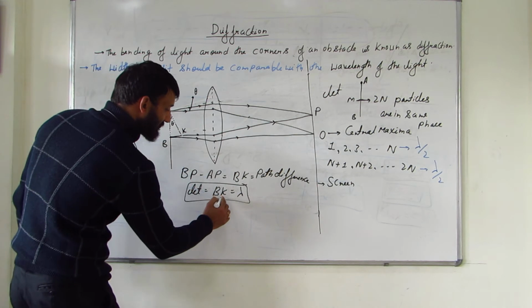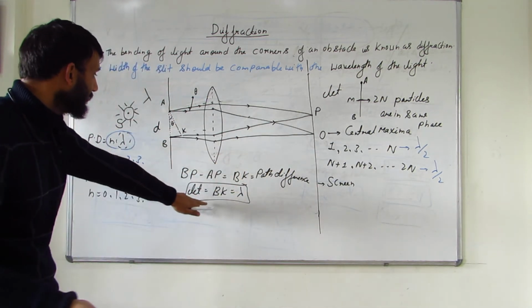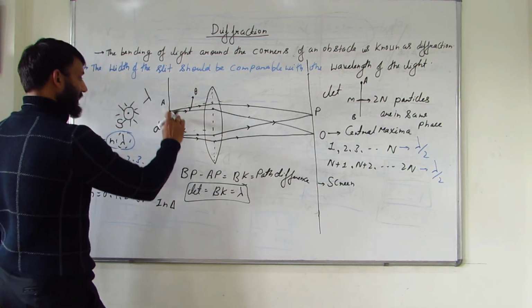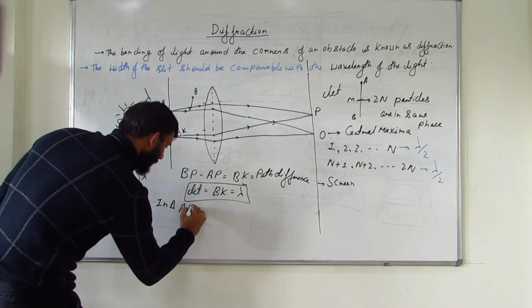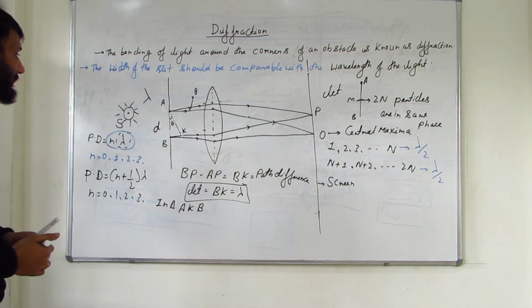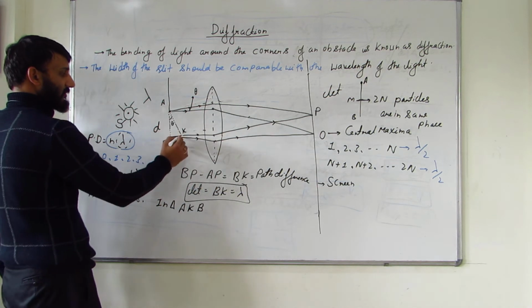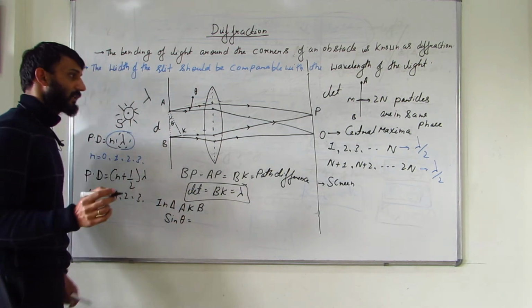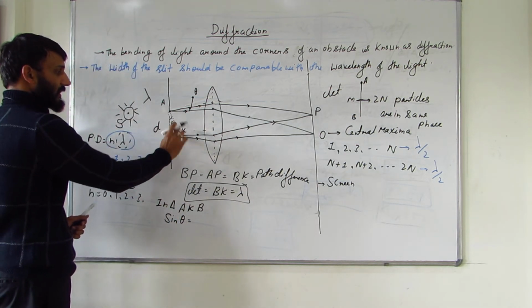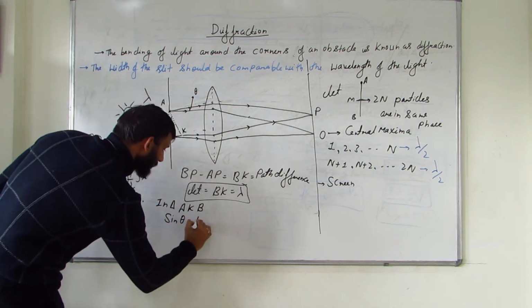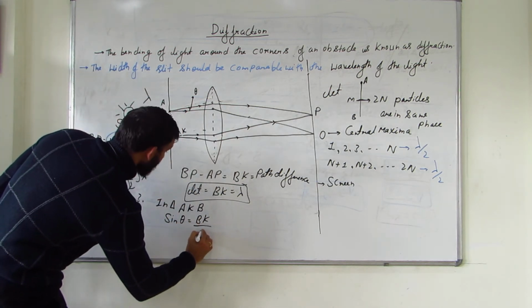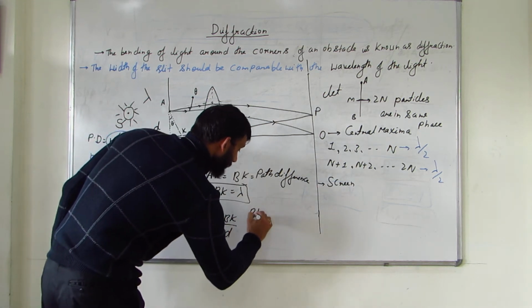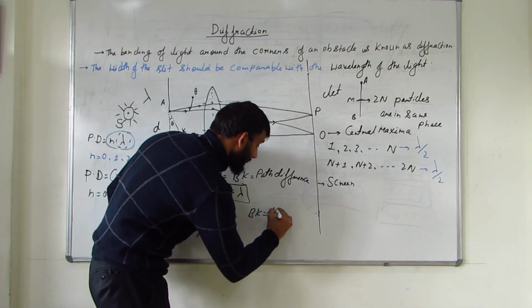Now I try to calculate this BK, which I have assumed to be lambda. So I take triangle AKB. If I take this triangle AKB, I have to find out BK and I know this AB. I am using sine theta, which is perpendicular over hypotenuse. This is the perpendicular, this is the base and this is the hypotenuse. So perpendicular BK upon hypotenuse AB. I have to calculate BK, but I know AB as d. So BK, which is the path difference, comes out to be d sine theta.